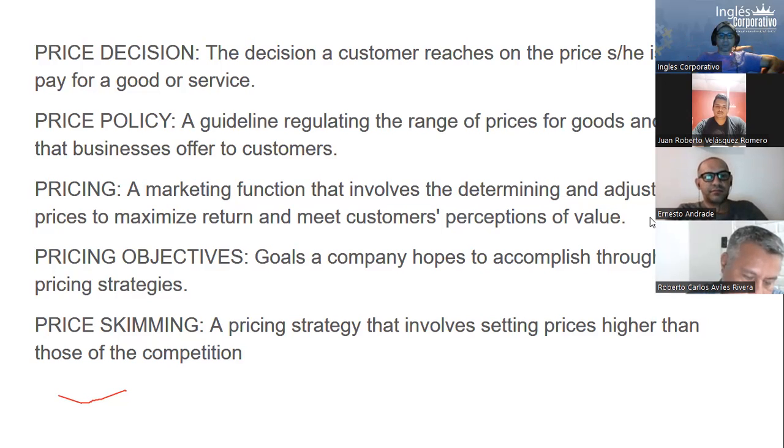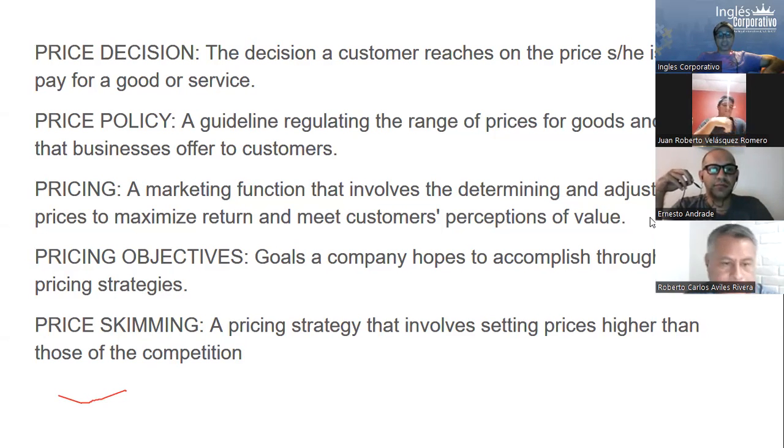Price skimming. Who wants to read skimming? I want to try, teacher. Okay, go ahead. Price skimming. A pricing strategy that involves setting prices higher than those of the competition. Very good. Price skimming is that one. It's a strategy that involves putting higher prices on the same products. And it's a very good strategy.